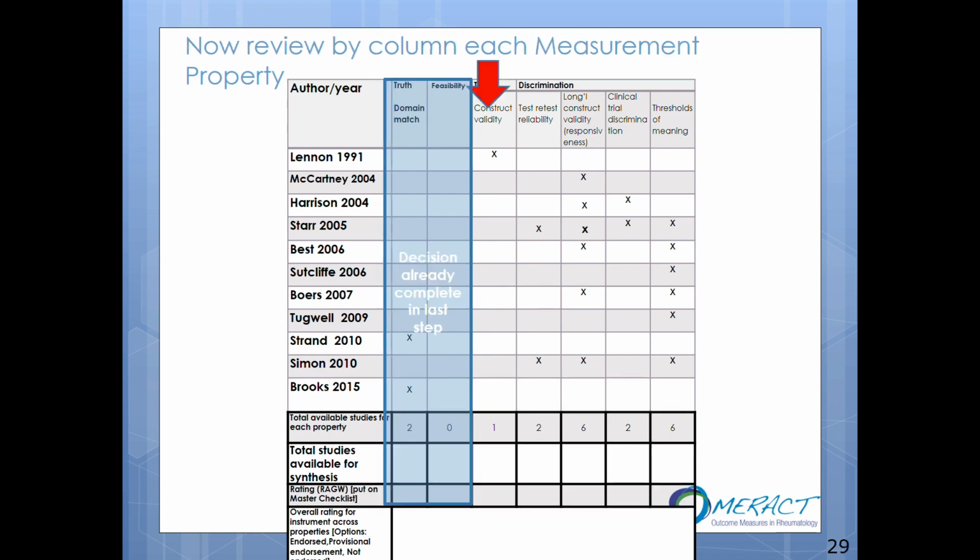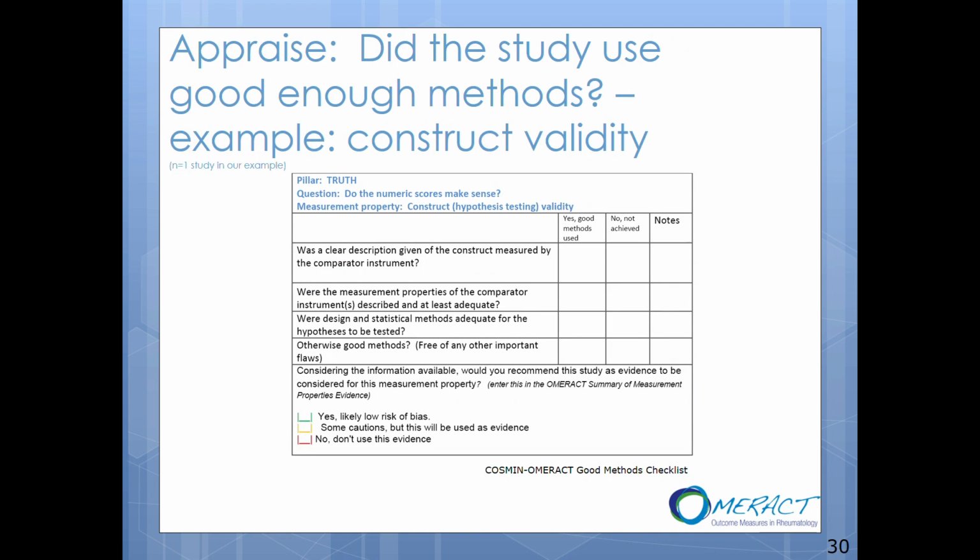The next task is to work by column. So you take each column and we'll be doing an analysis of the measurement properties by column. So sort of like 4 or 5 separate reviews. So taking everything that was in the column of construct validity, we'll then be looking and making sure that they've done good enough methods, and this is the quality appraisal.